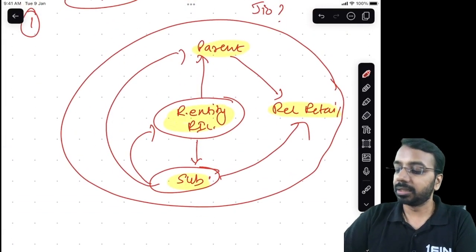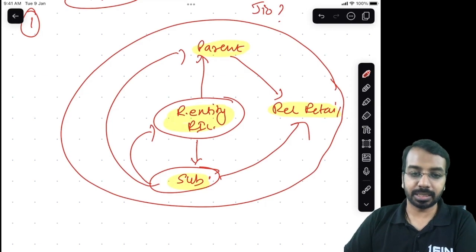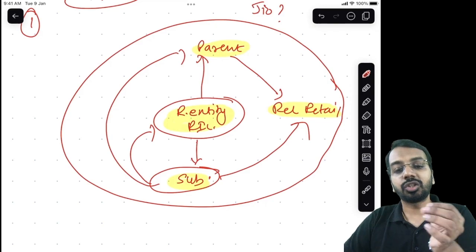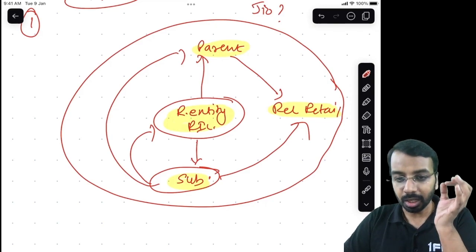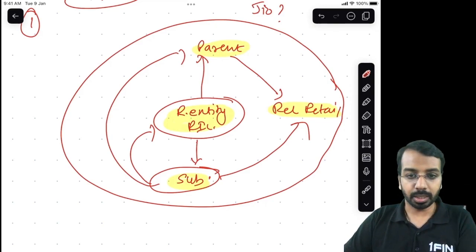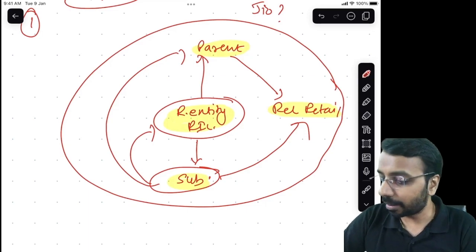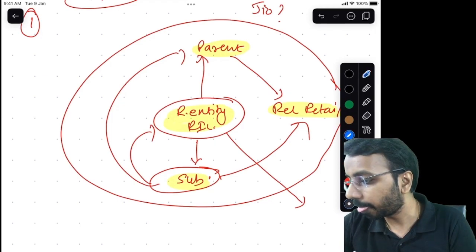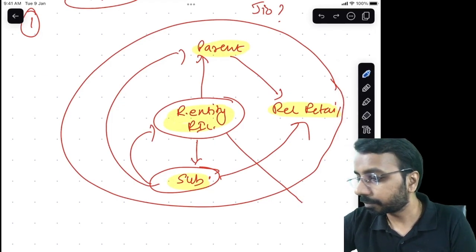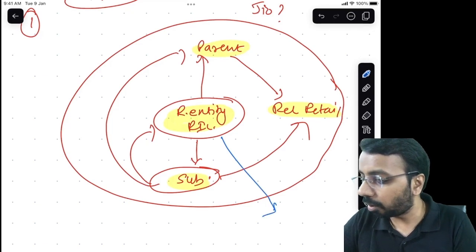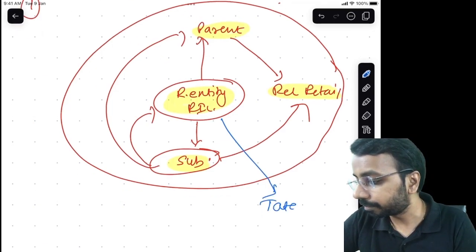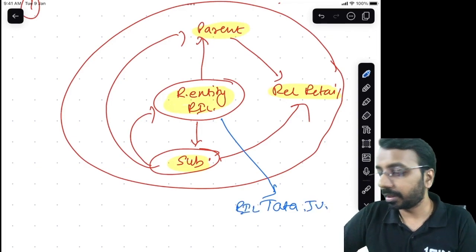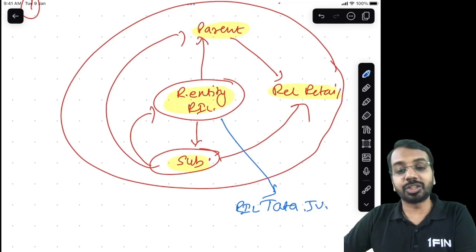Second one is, if you have, let us say, the entity which is Reliance Industries. Now there is another entity, or this entity is a joint venture of another entity, or is an associate of another entity. For example, Reliance Industries, I'll change the color so that it's clear. Reliance Industries has formed a JV with Tata. Okay, what is the JV called? Reliance Tata JV. Okay, now this is a joint venture of the entity.